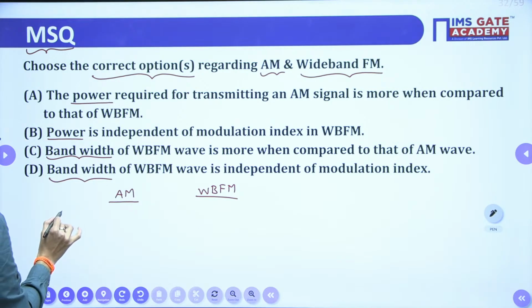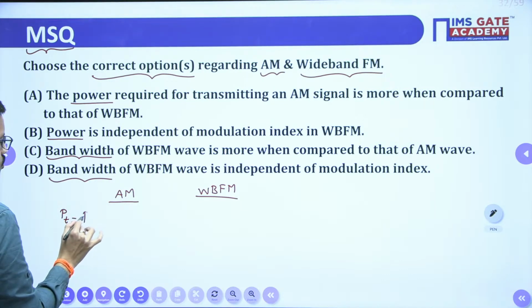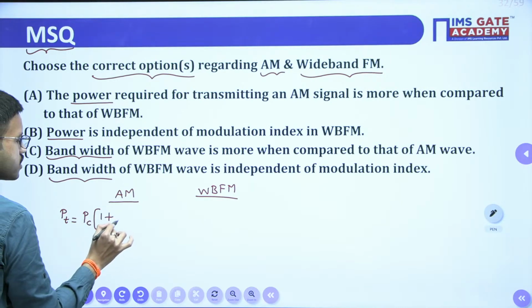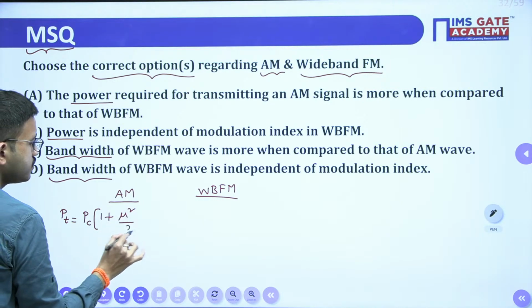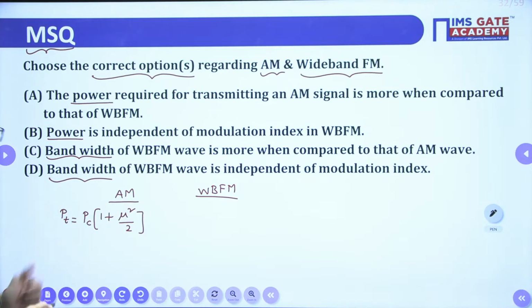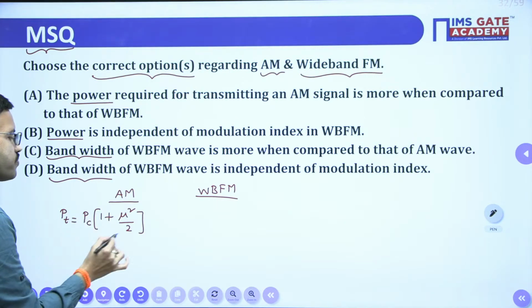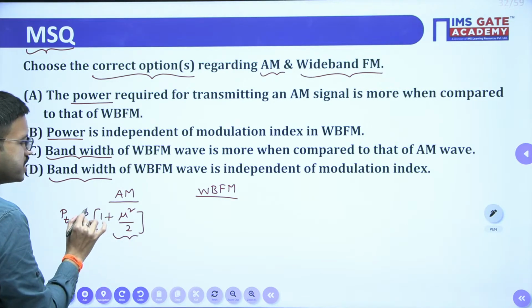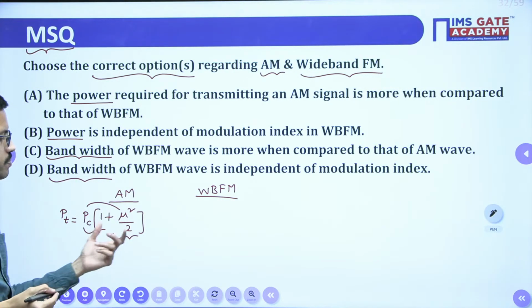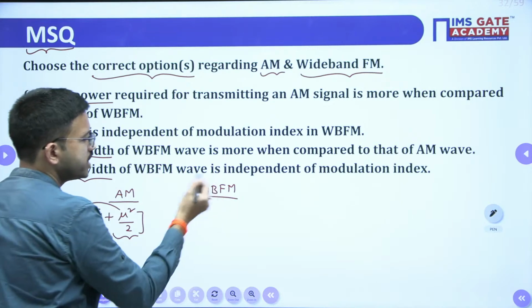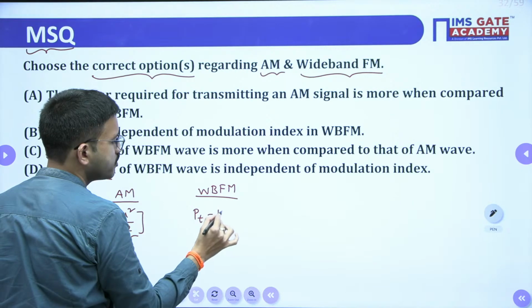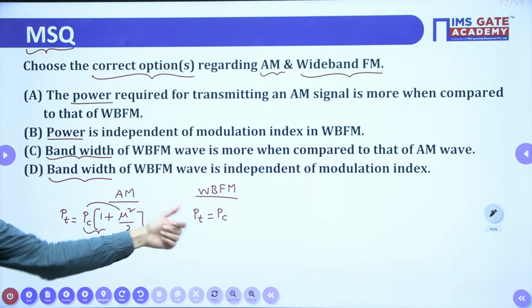First write the total power required for AM signal. I hope all of you know the standard formula: Pc times (1 plus mu square by 2). This is the carrier power, and Pc times mu square by 2 is nothing but the sideband power. Whereas for wideband FM, the transmitted power is nothing but the carrier power only.